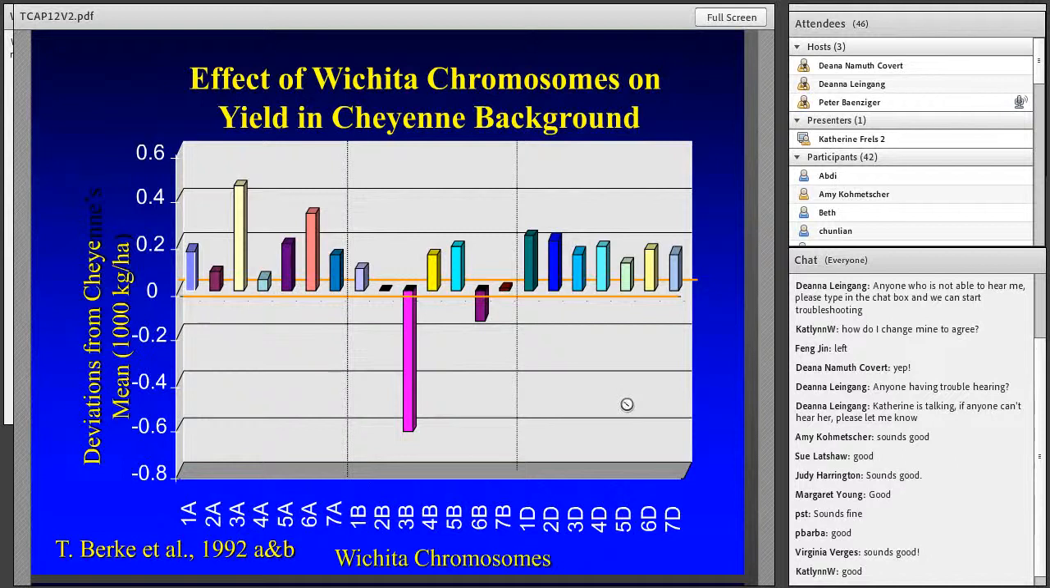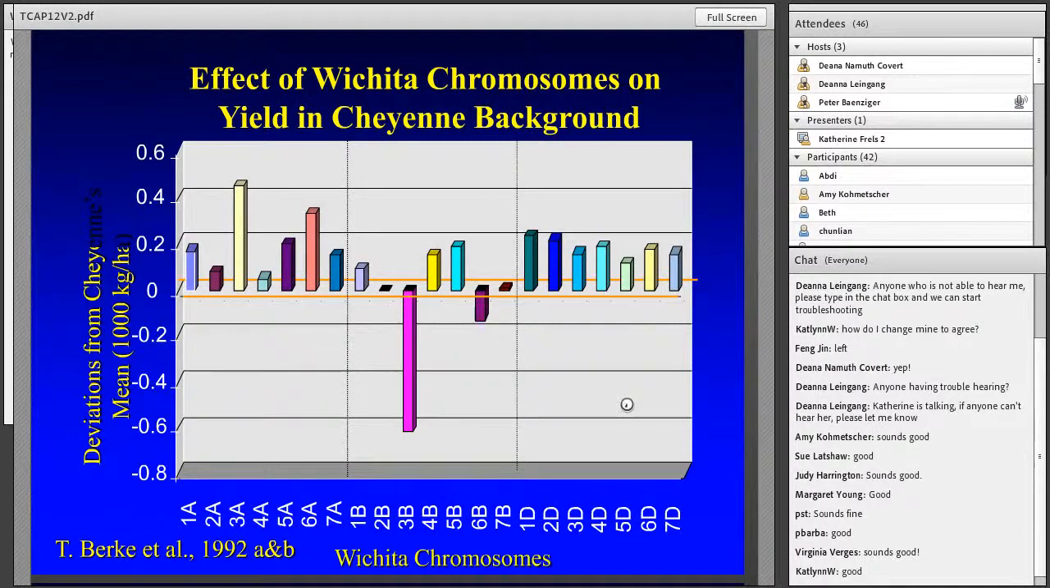So what we did, and I'm going to take a minute to look at this slide. I'm not sure, you should be able to see the cursor, I hope. What you have here is the deviation from Cheyenne's mean for the trait, in this case grain yield.